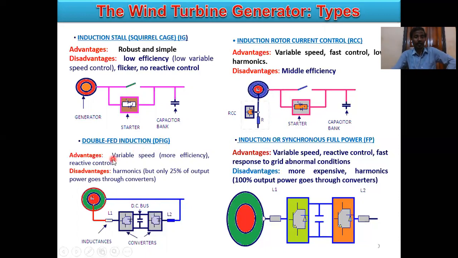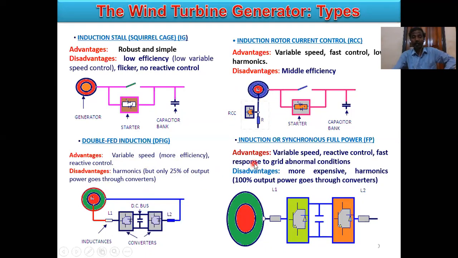What is the advantage? Variable speed, more efficiency, reactive control. And the disadvantage is mainly harmonics. But only 25% of the output power goes through the converter.